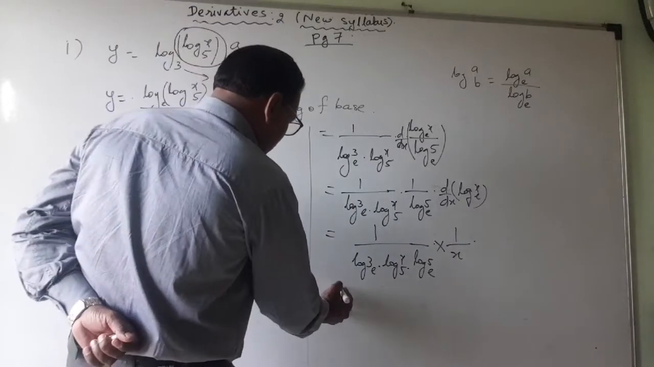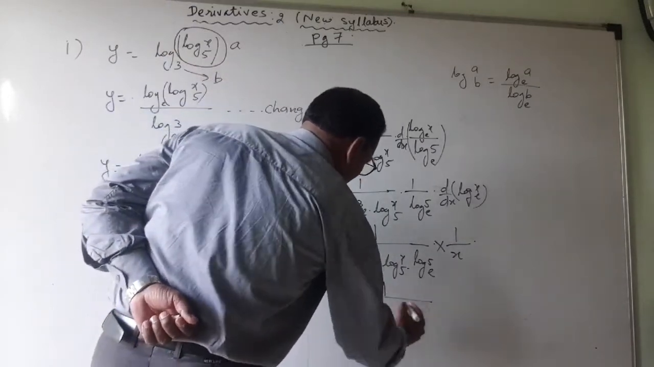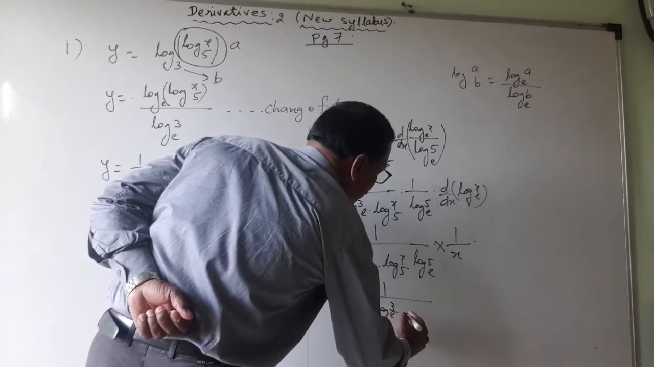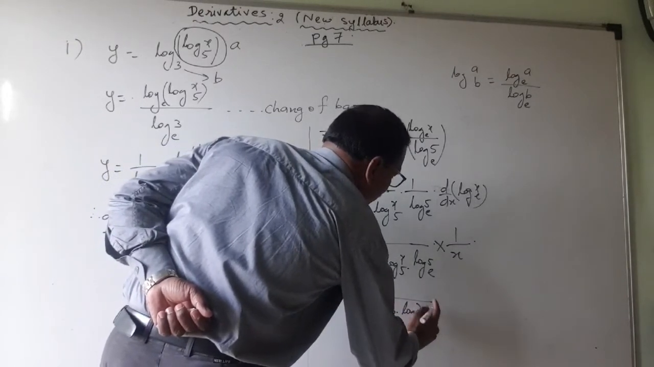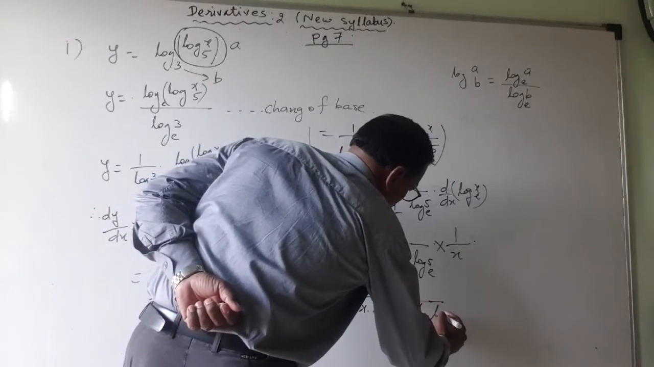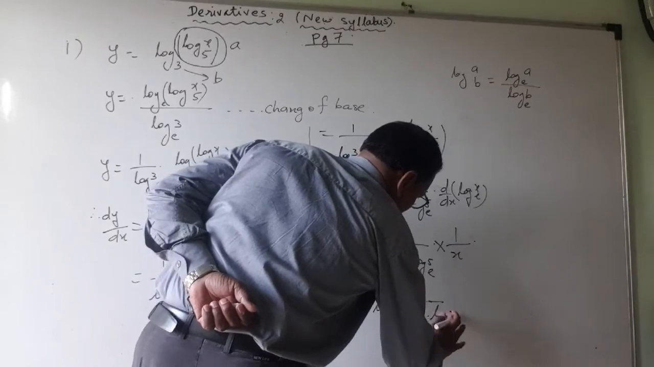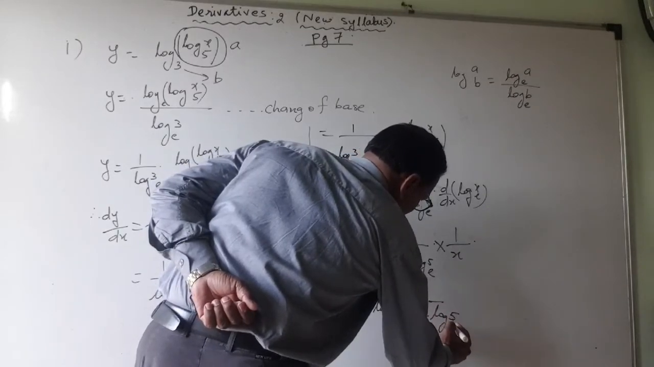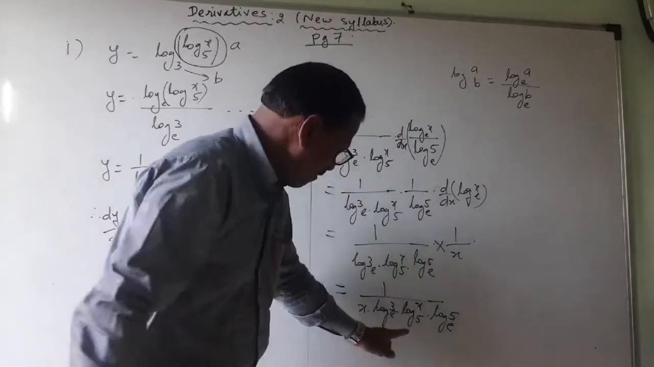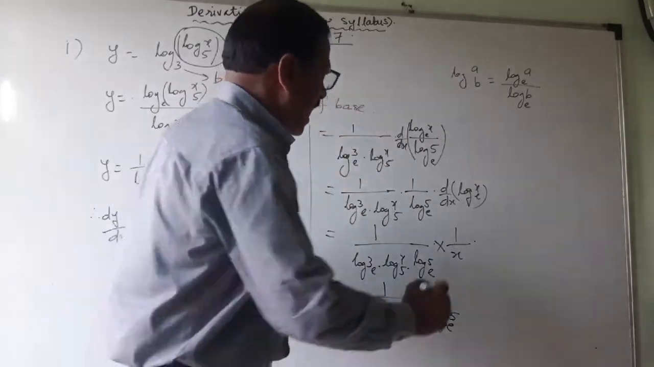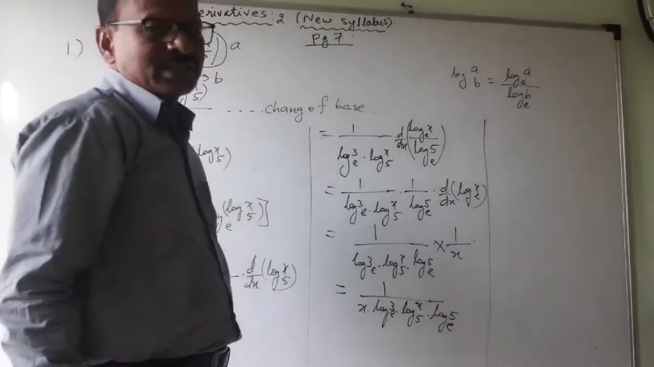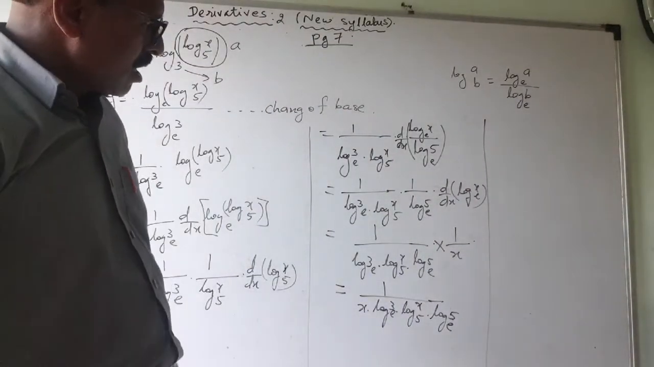Now in the MCQ, this may be the answer, x into log of 3 to the base E into log of x to the base 5 into log of 5 to the base E. This may be the answer. At these two places they might not have mentioned the base. Here I have mentioned. This may be one of the answers in the multiple choice questions.